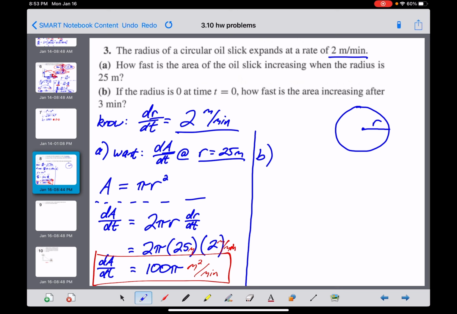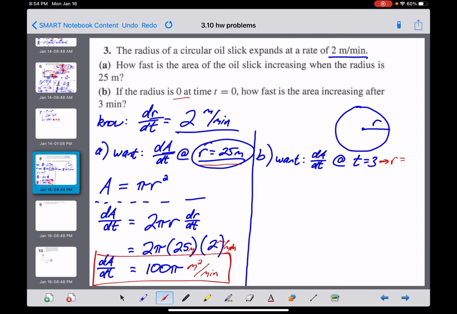All right, hopefully I've got room to do part B here as well. If the radius is 0 at time t equals 0, how fast is the area increasing after 3 minutes? So again here in part B, we still want the derivative of area with respect to time, but instead of them giving you an r value here, they've given you a t value, at the time t equals 3. So that's the big difference in part B compared to part A. So if I could somehow parlay this t equals 3 into an r value right here, then it would be very comparable to what we just did in A.